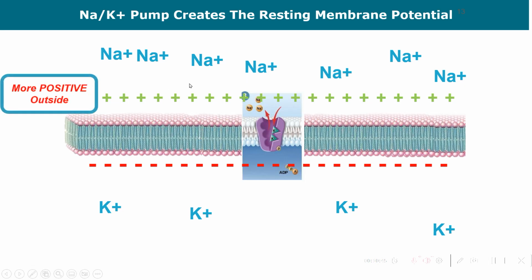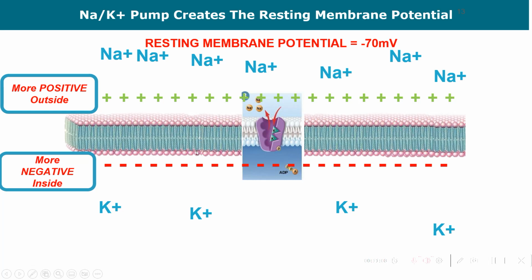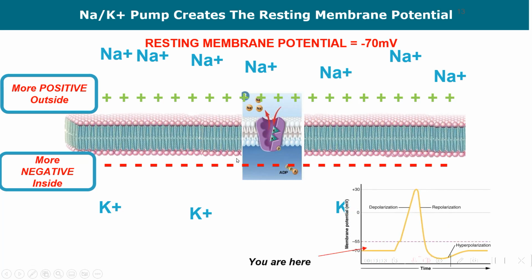And this actually is what happens. Because I'm transporting 3 sodiums out for every 2 potassiums in, you end up with a net charge of positive on the outside and a net charge of negative on the inside. And so this is functionally what you're following when you're looking at the membrane potential. So this is why you start with a negative 70 millivolts membrane potential at rest. And these charges are going to flip as these charged ions start moving across the membrane.